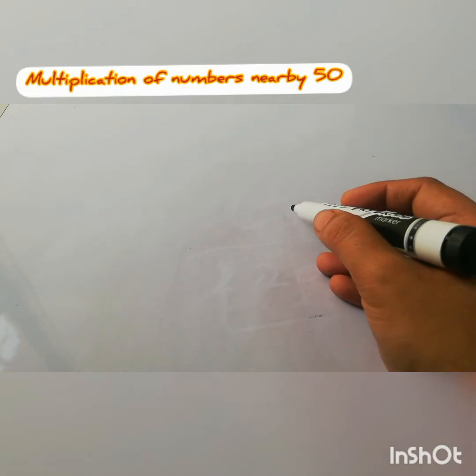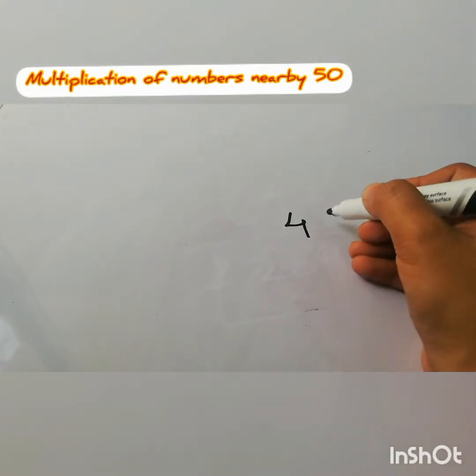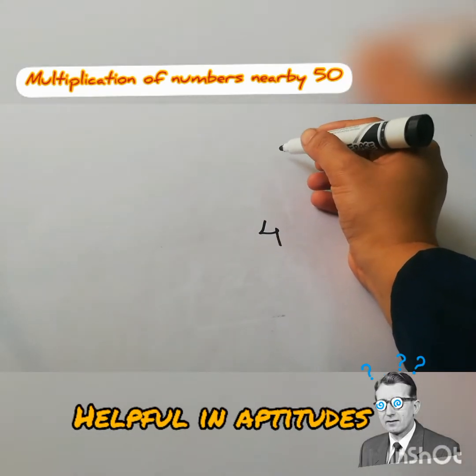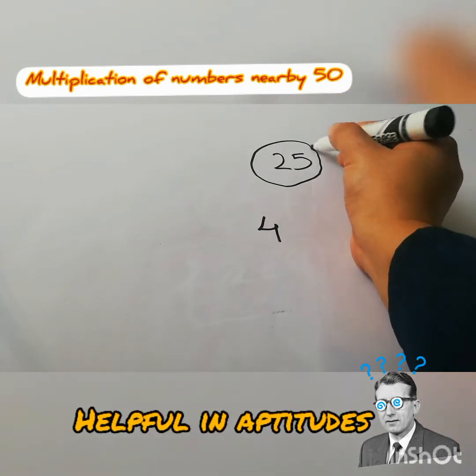Assalamu alaikum friends. Now, let me share with you another trick of finding the square of numbers that are nearby 50. First of all, since the numbers are nearby 50, you will have to fix 25 in your mind.